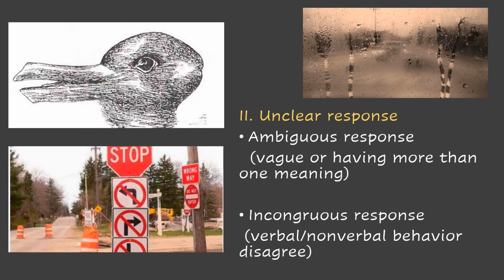So this would be considered an incongruous response, and this signage here I think is pretty incongruous. Stop? I can't go left, I can't go right, I can't turn around. What does this mean? So it simply means that there's no way we can actually discern what direction we should take. Therefore, it would be considered unclear.